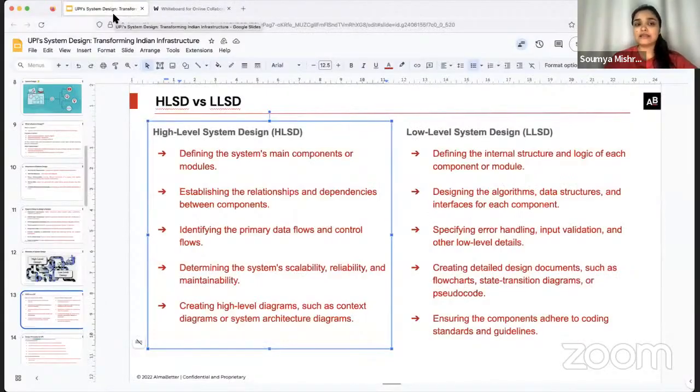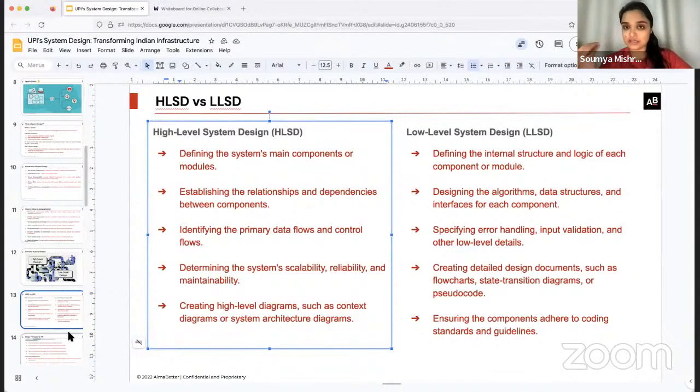But the general idea is first you do a high level system design and then you do a low level system design. For a robust system, never do it the other way, low level system design first and high level system design later. So this is what is high level system design and low level system design. Clear, everybody? What is the difference?